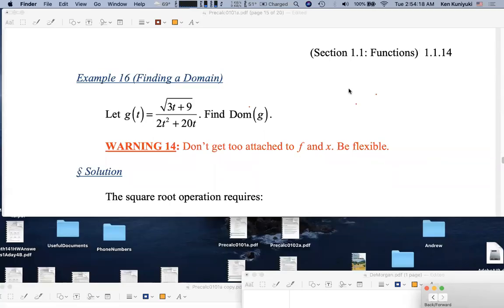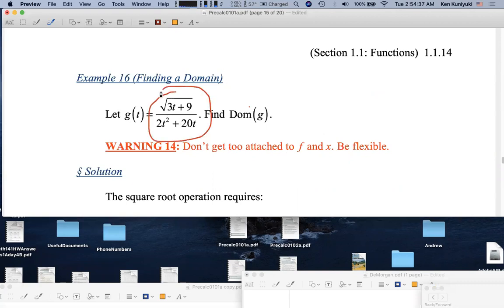Hi everyone, let's be brave and find the domain of G here, where G of t equals the square root of 3t plus 9 all over 2t squared plus 20t. Remember, it's not always f of x. Here we have G of t. So when does this yield a real output? How do we keep it real?